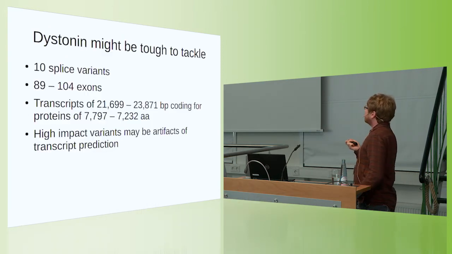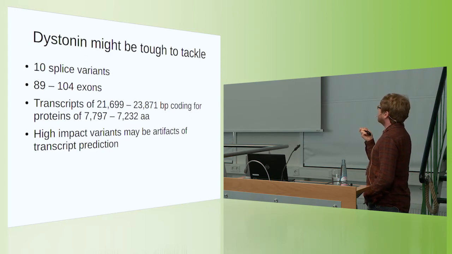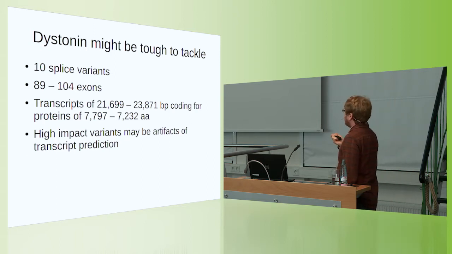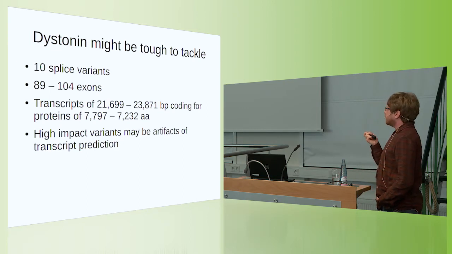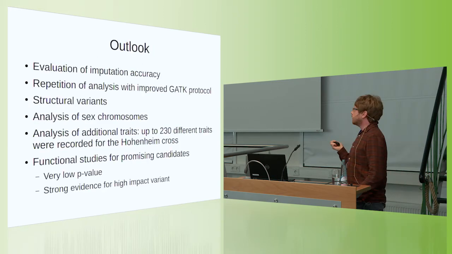But from the point of view of a molecular biologist, you maybe wouldn't want to touch this gene because it has 10 different splice variants with about 100 exons, 23 kb of coding region, and the protein is really huge. And we have to consider that these high-impact variants may be artifacts of the transcript prediction in the NCBI database.